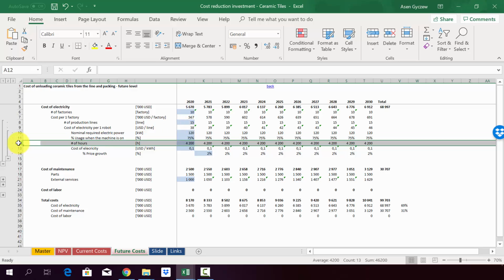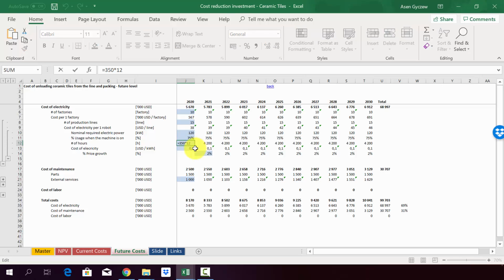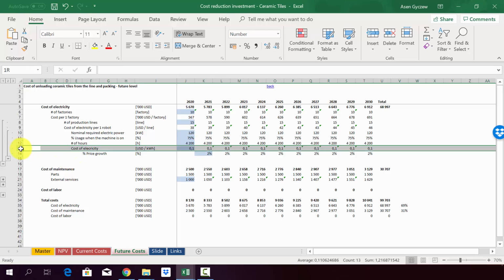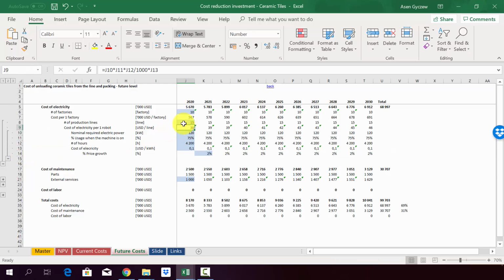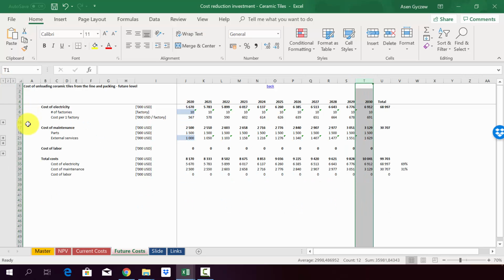Then we also have the number of hours he will be working. So we assumed 12 hours and 350 days. And obviously we have a cost of electricity, which is being indexed, so it grows by 2% every year. So in this way, the cost of electricity per one robot in 2020 is 38,000 and it grows to almost 46,000 in 2030.